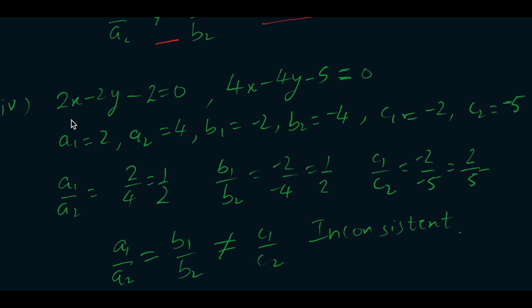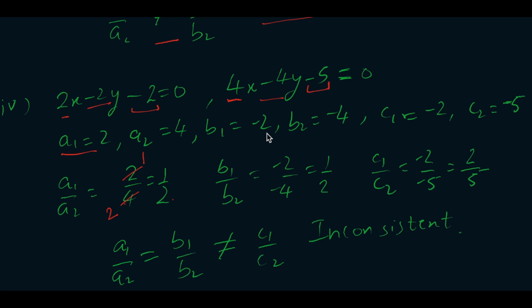Now our fourth question here is 2x minus 2y minus 2 equals 0 and 4x minus 4y minus 5 equals 0. So here our a1 is 2, a2 is 4, the coefficient of x of the second equation. b1 is minus 2, b2 is minus 4. c1 is minus 2 and c2 is minus 5. So a1 by a2 is 2 by 4. 2 times 1 gives us 2, 2 times 2 gives us 4. So it is 1 by 2.